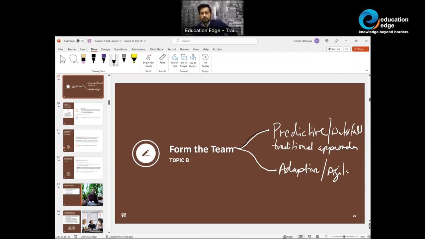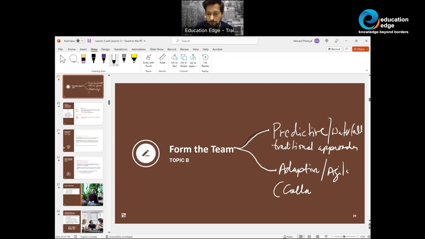So form the team, right? Forming the team, in predictive approaches, is command and control, and project managers take the lead. They assemble the team together by acquiring resources from functional managers, by acquiring resources from other teams, and by acquiring resources, of course, using procurement. In adaptive teams, though, we start steering away from command and control, and we start focusing on team development and collaboration.